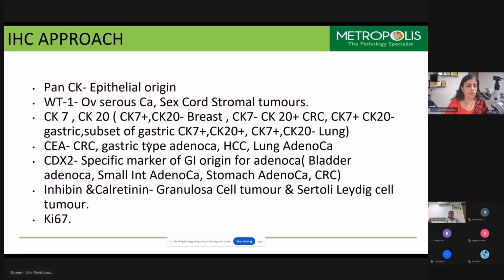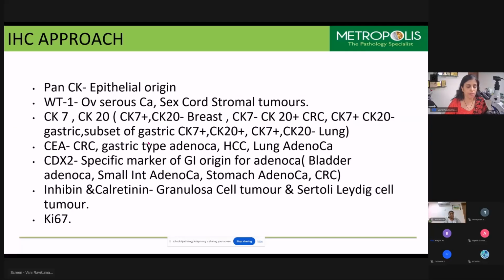So how do we approach the IHC now in this case? A pan-CK to demonstrate the epithelial origin, WT1 for a serous carcinoma. Behavior-wise, serous carcinomas behave like this. They have extensive spread all over the pelvis and the abdomen. So we thought we will put up WT1 for a serous carcinoma. CK7, CK20, the gold standard: CK7 positive, CK20 negative, or this negative, that positive, and then we have the algorithm to say which is the origin, breast, lung, GI, etc. CEA for colorectal carcinomas and also some gastric type of adenocarcinomas.